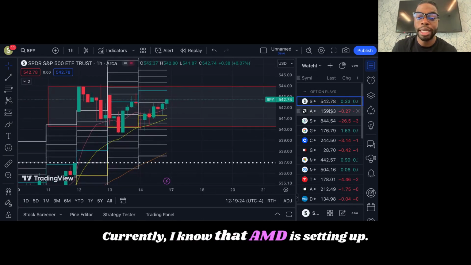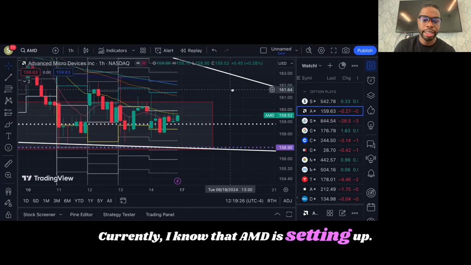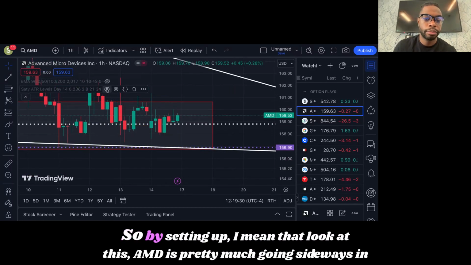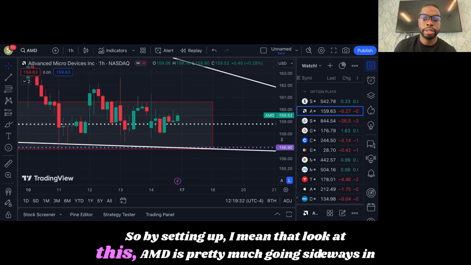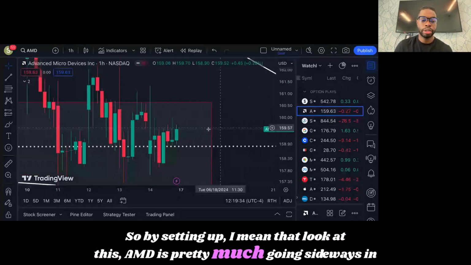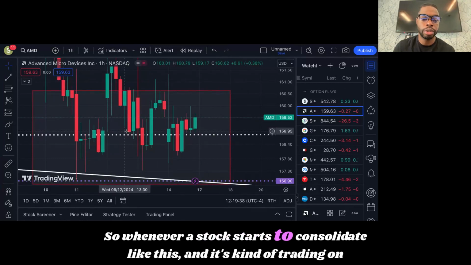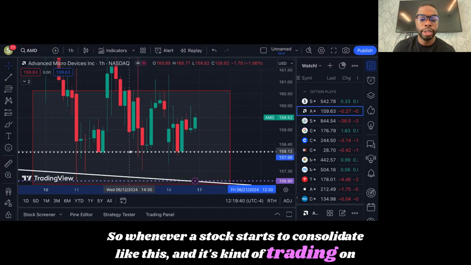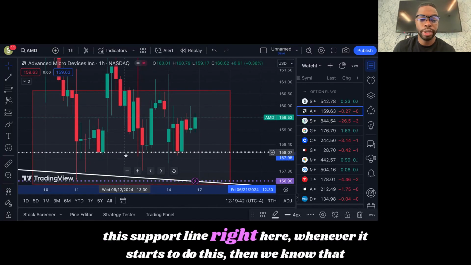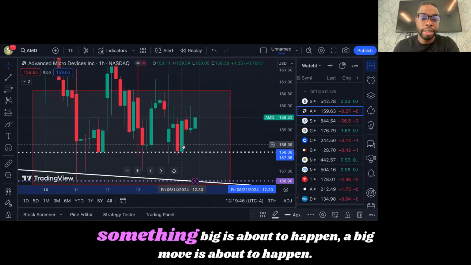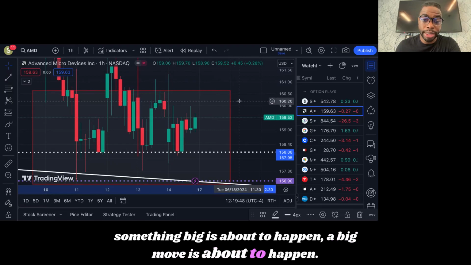Currently, I know that AMD is setting up. And when I say setting up, let me show you exactly what I mean. Look at this, AMD is pretty much going sideways in this box. Whenever a stock starts to consolidate like this, trading on this support line right here, then we know that something big is about to happen. A big move is about to happen.